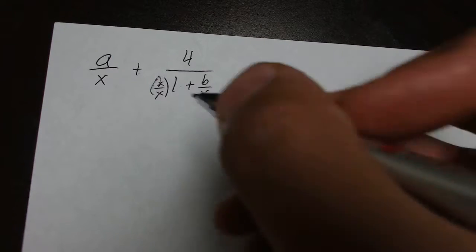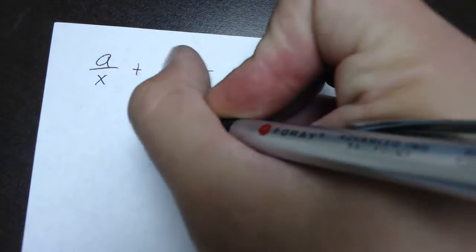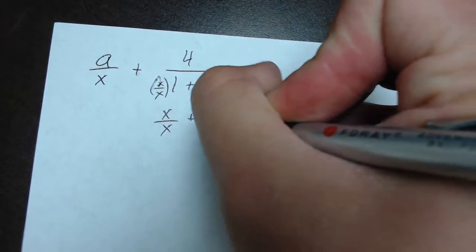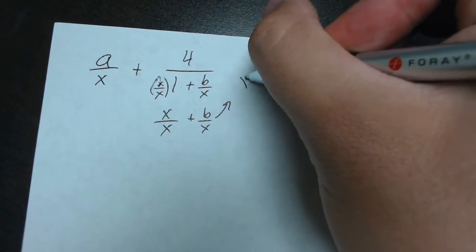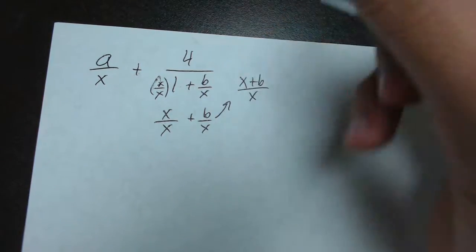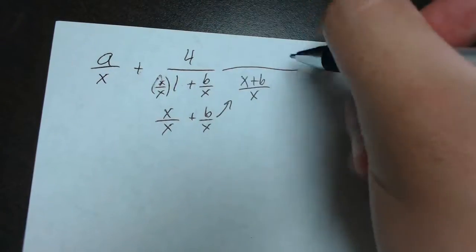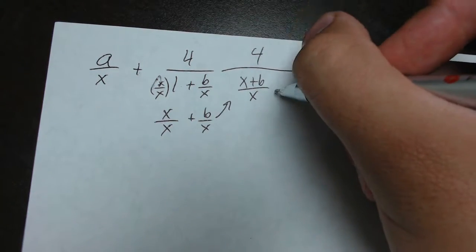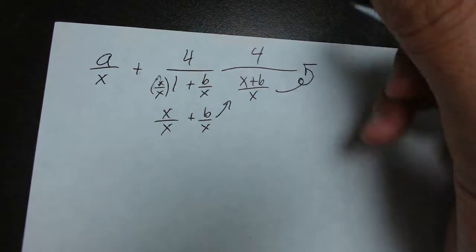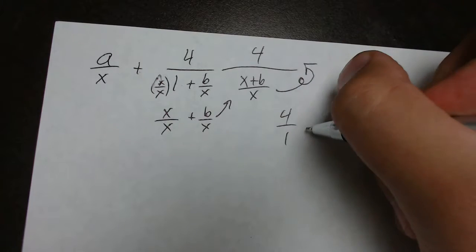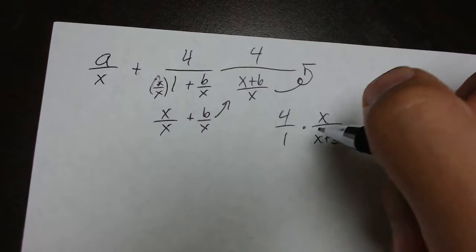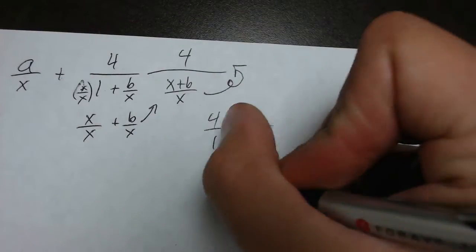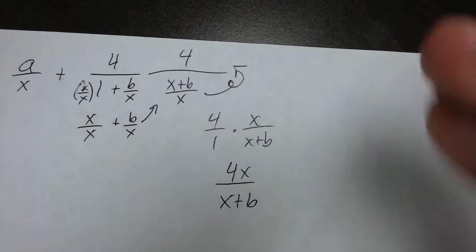When I multiply, it turns this problem into x over x plus b over x. And I can write this as a single fraction as x plus b all over x. Now all of that is underneath 4, so we're going to take this denominator and invert and multiply. That becomes 4 over 1 times x over x plus b. When I multiply, that gives me 4x over x plus b.